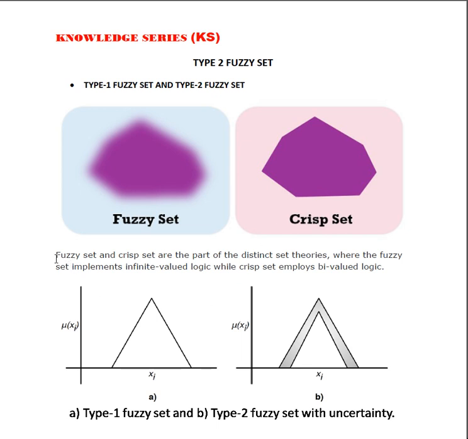So here, if you try to see, the fuzzy set and the crisp set are part of distinct set theory, where the fuzzy set implements infinite valued logic while the crisp set employs bivalued logic. So here it is two-valued logic, and here it is infinite-valued logic. More about the fuzzy set, you can refer to my earlier video series on fuzzy and its sets. So let me again come back to the fuzzy set.